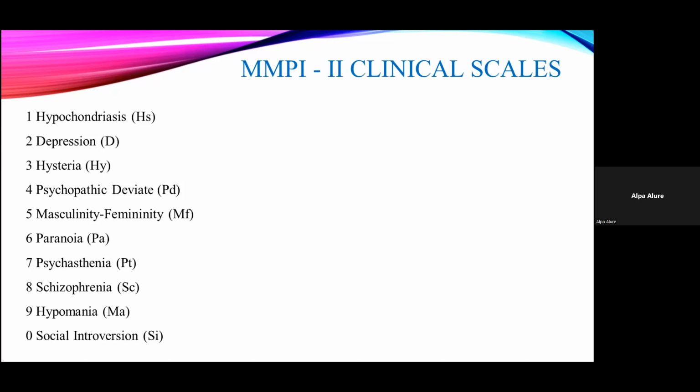Schizophrenia, where the individual may be withdrawn from reality, not in touch with reality, and may have various other behaviors like muttering to self and all that. Hypomania, where it's the opposite of depression, where the individual might have a very euphoric kind of mood. And social introversion, which is basically telling us whether the individual is an introvert or an extrovert.